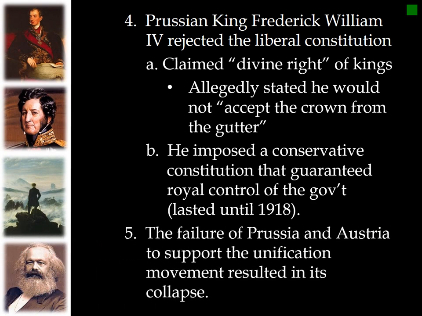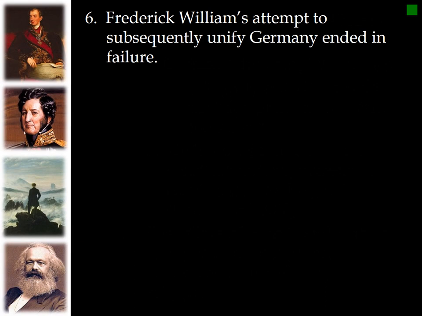The failure of Prussia and Austria to support these unification movements in 1848 resulted in the collapse of that revolution. A liberal-based unified government in Germany was not going to happen. When Germany unifies, it will be under a staunchly conservative regime instead. Liberalism would be rejected by a united Germany. We'll talk more about that in a later unit. Frederick William IV's attempt to subsequently unify Germany, however, under his authoritarian rule in 1848, failed. It will be successful later under one of his successors, William I.